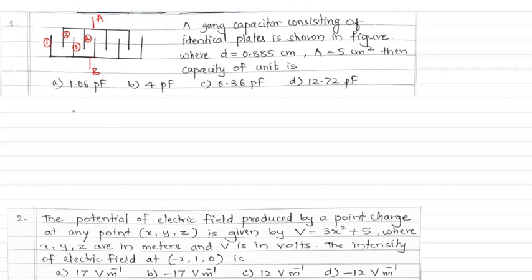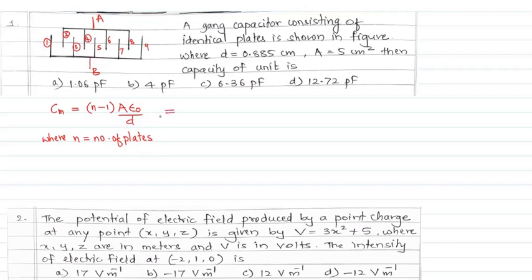So if it is in this form, the shortcut formula is equivalent capacitance C_eq is equal to (n minus 1) into A epsilon naught by d, where n is the total number of plates. Now here if you observe, 4, 5, 6, 7, 8, 9. So there are 9 plates.